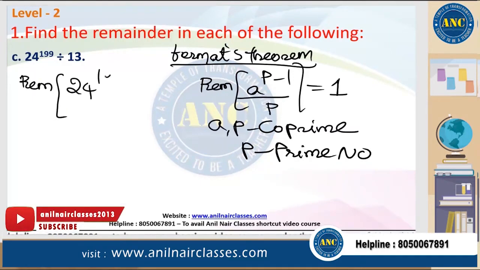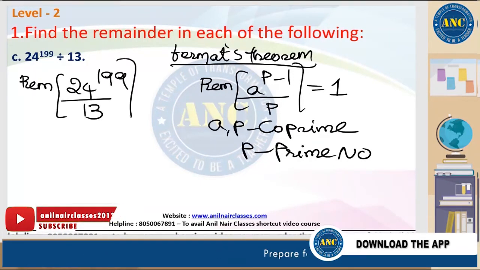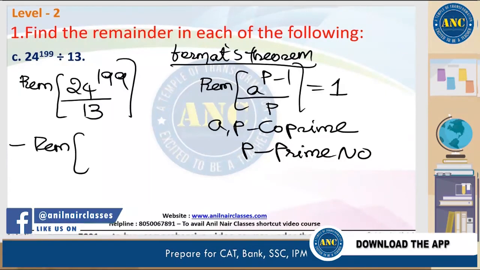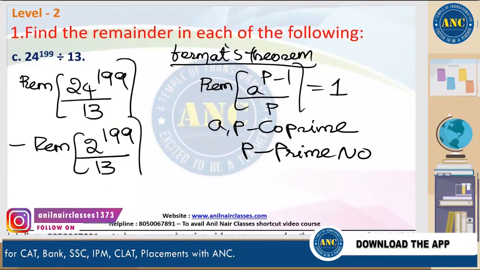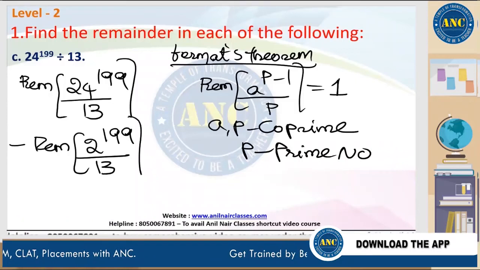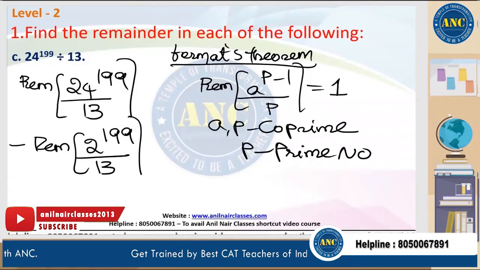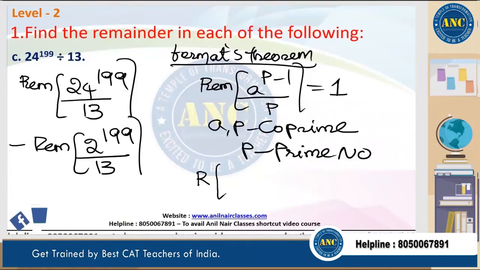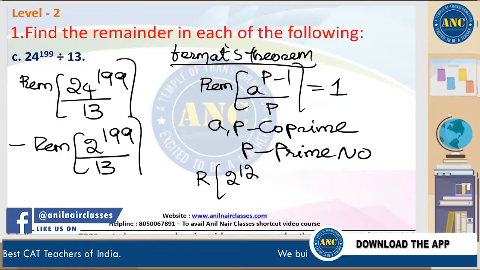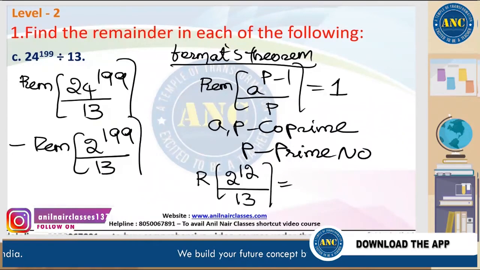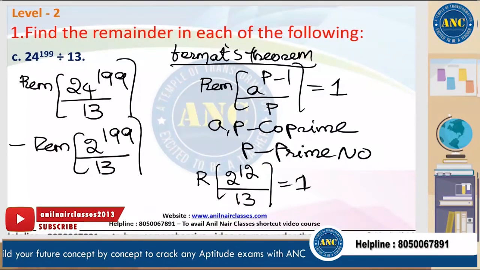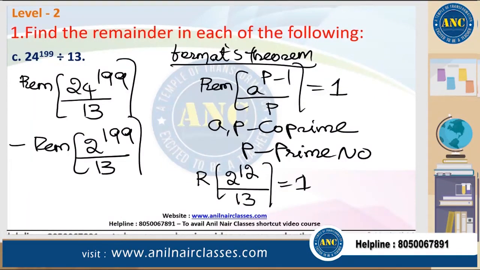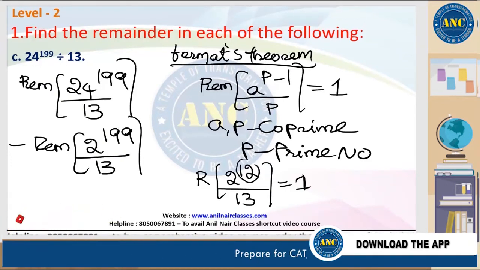Now, if I use this, 24 power 199 divided by 13: 13 2s are 26, minus 2. Minus 2 power odd is 2. So 2 power 199 divided by 13. Listen carefully, there is a beautiful catch in this question. 2 power 13 minus 1, which is 2 power 12 by 13, is 1 according to Fermat's theorem. So you can divide by 12. Remember, whenever 2 power 12 by 13 is 1, take all the factors of 12. Somewhere you will get plus 1 or minus 1 also.